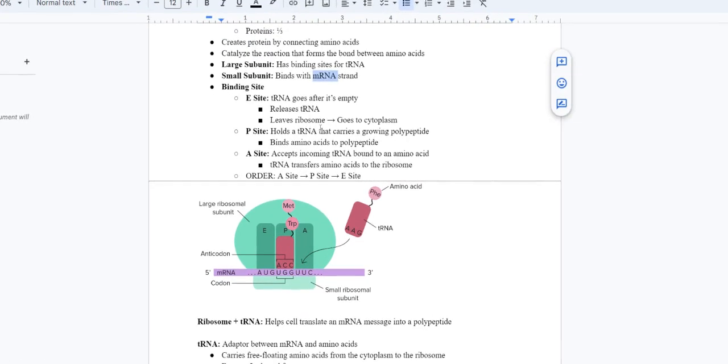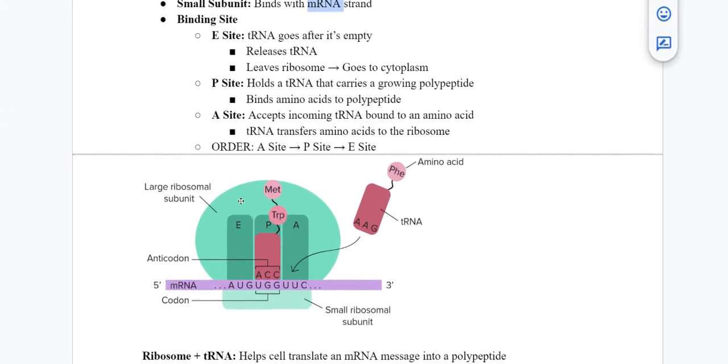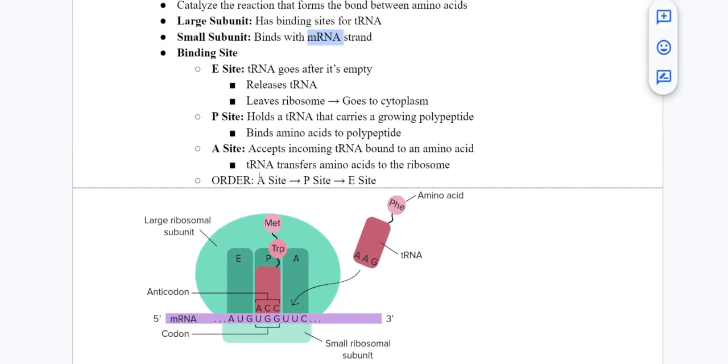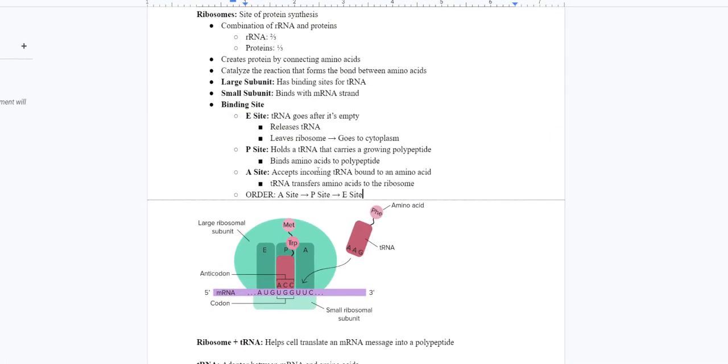Now, there are binding sites in the ribosome. There is the E site, the P site, and the A site. So the E site, okay, I'll just explain this in order. The order is A and then P and then E. Easy way to memorize this is ape. It's like the monkey, ape. Or if you want to memorize it the hard way, just do A, P, and E.